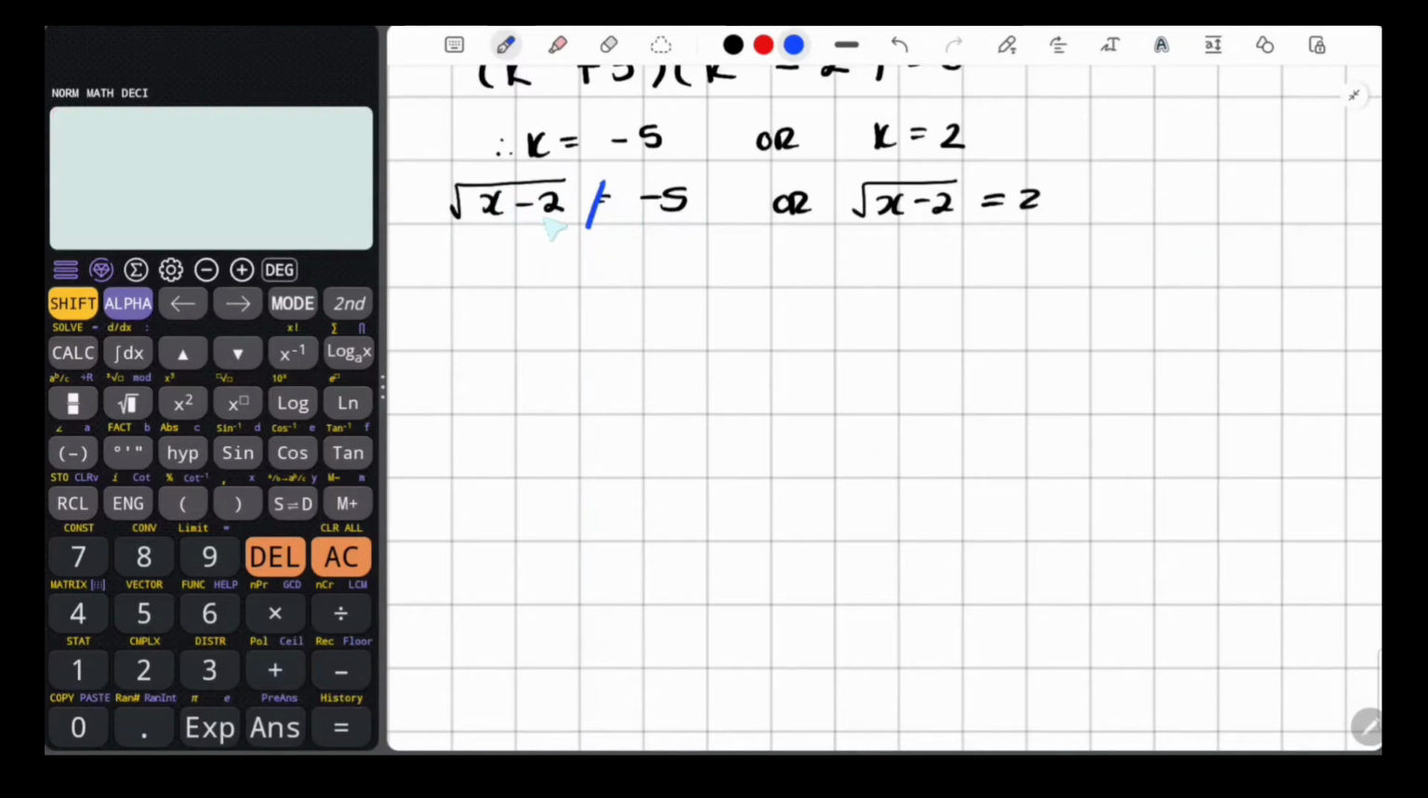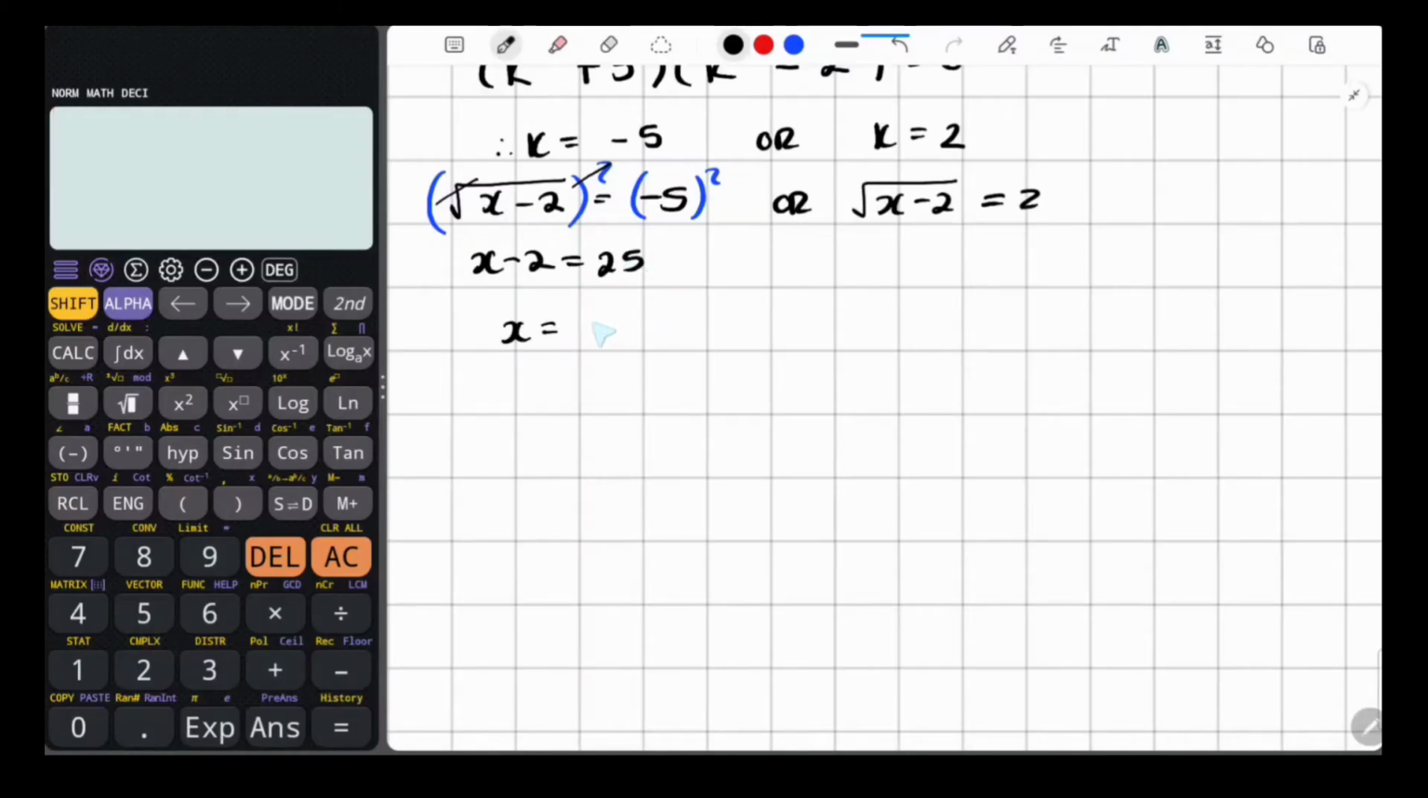The square root of something can never be negative. But I can also just take it further and show you why it's not going to work. Let's say we were just still working this out. In order to get rid of the square root, we would square both sides. When you square both sides, the square root cancels with the square because they are the inverse of each other. So we now have x minus 2 is equal to, that will give you 25.